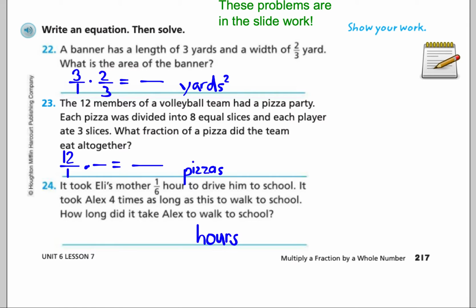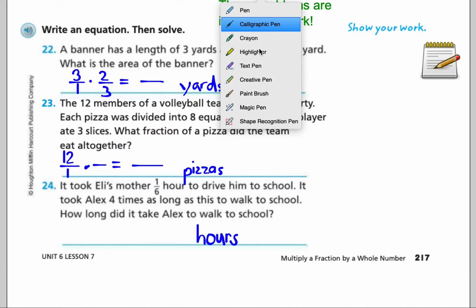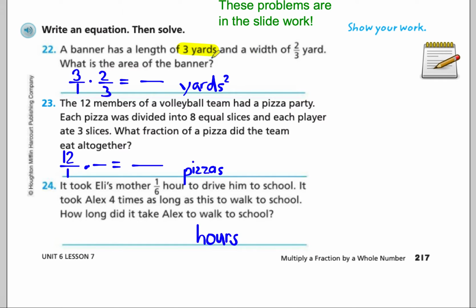Number 22, a banner has a length of 3 yards and a width of 2/3 of a yard. So the whole number in this case is 3 yards. 3. And how do we make that into a fraction? Correct. We just put it over 1. 3 over 1. And what is the fraction? Well, the 2/3. And when you multiply across, don't forget your units. In this case, since it's area, that's going to be in yards squared.